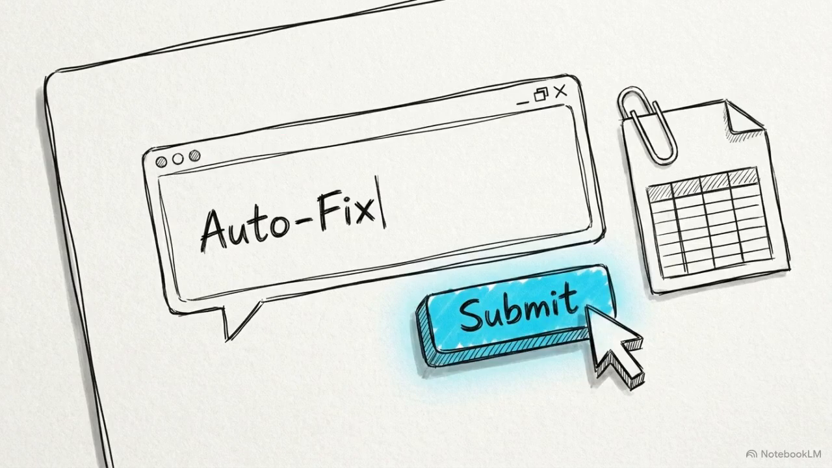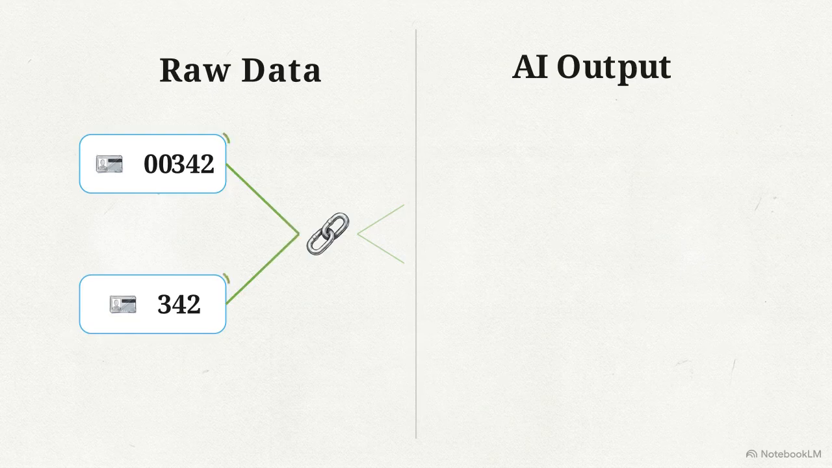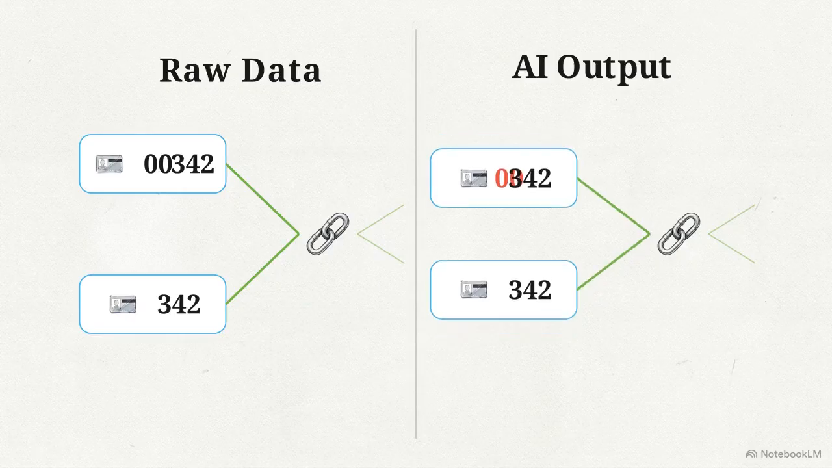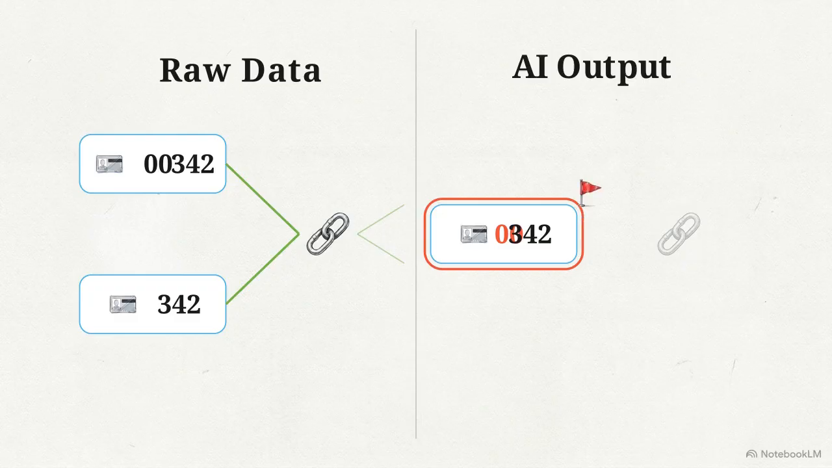The natural impulse is to upload that messy Excel file directly into a large language model and simply type, "Clean this data." This side-by-side diagram illustrates the hidden data corruption that follows. On the left, we have two distinct customer IDs. On the right, the AI has flattened the first ID, dropping the leading zeros and merging two different accounts into one. It assumes the column is purely numeric and breaks your database relationships.